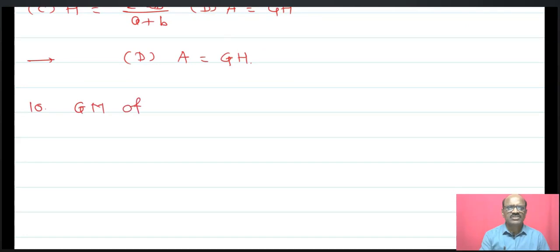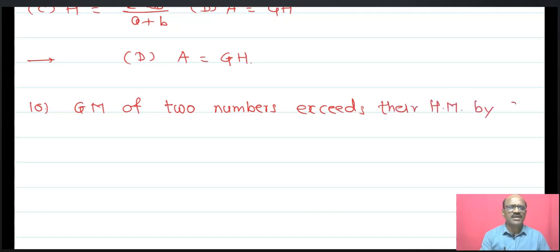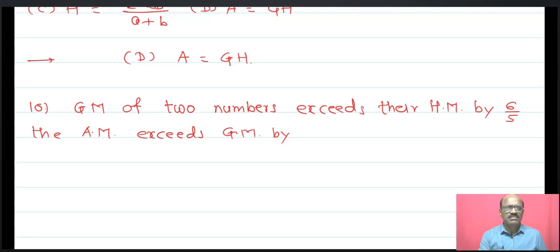Now the last question, that is question number 10. The GM of two numbers exceeds their HM, harmonic mean, by 6 upon 5. The AM exceeds GM by 3 by 2.